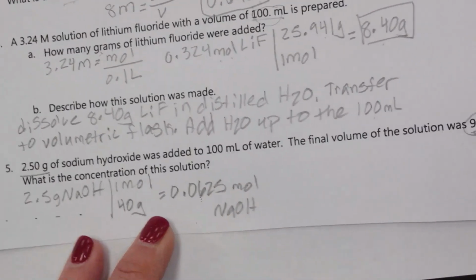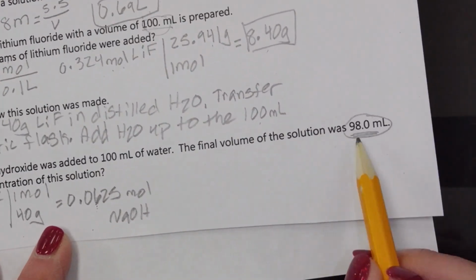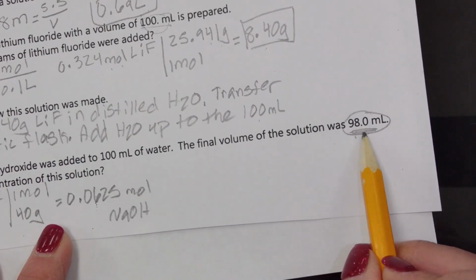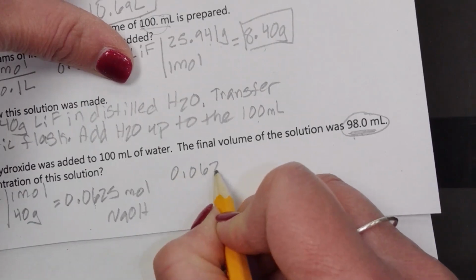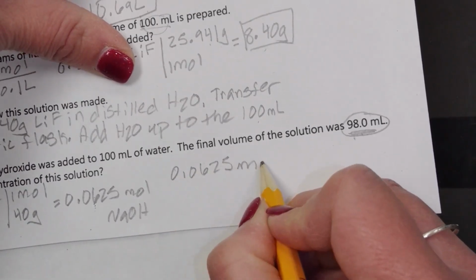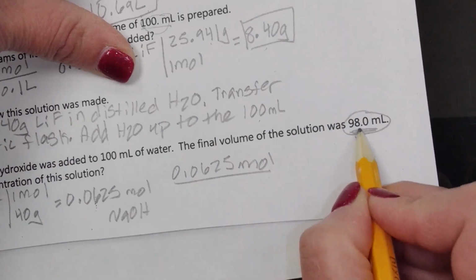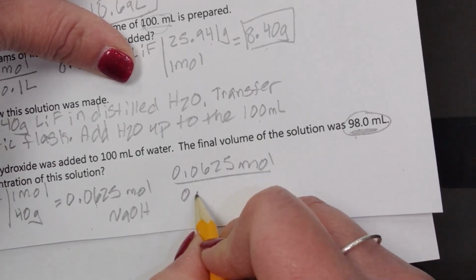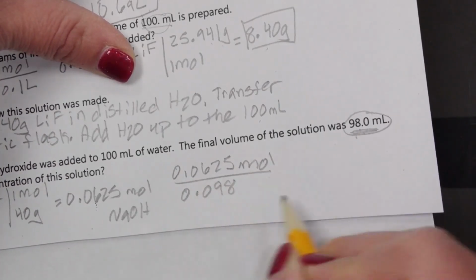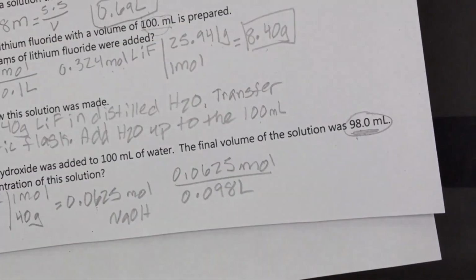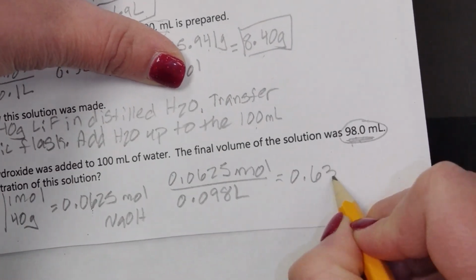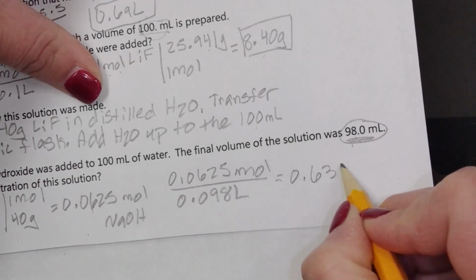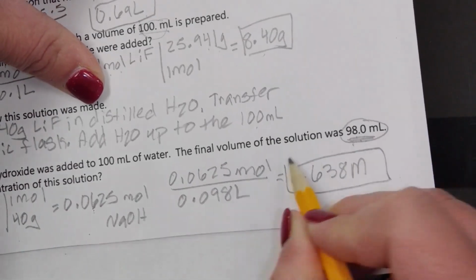Now, it tells me that my final volume was in fact 98. So this is the volume I'm going to use. All right, so I'm going to take my moles, 0.0625. I'm going to divide it by 98 milliliters, which is going to be 0.098 liters. So that is going to give me a molarity of 0.638 molar sodium hydroxide.